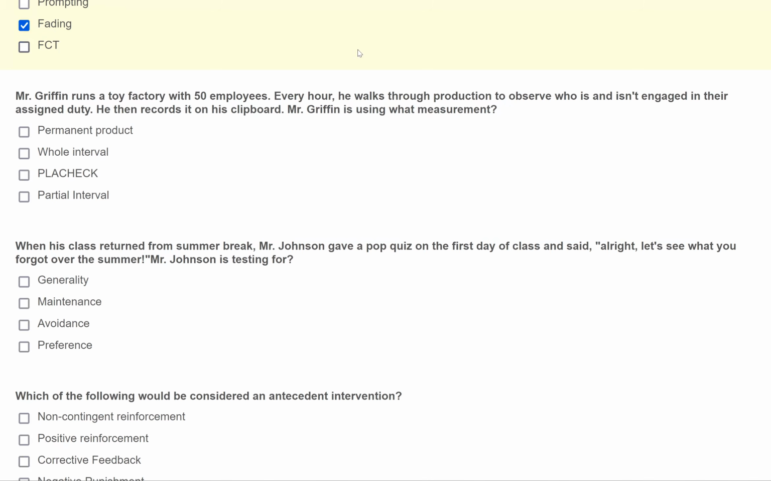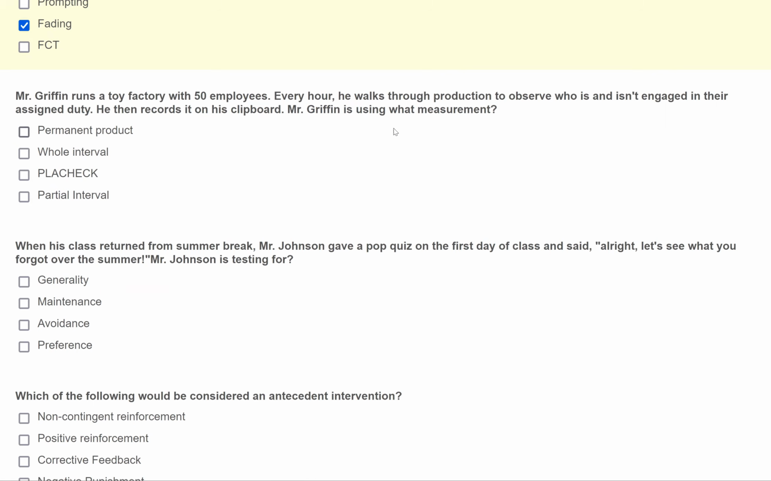assigned duty. Is this permanent product? Well, no, we're not measuring what his employees are producing. We're measuring, are they engaged in their assigned duty? Is it whole interval? Well, with whole interval, Mr. Griffin would need to observe his employees that full hour. He's not doing that. He's just going every hour at the end of the interval to observe. Okay, so that sounds to me like momentary time sampling.